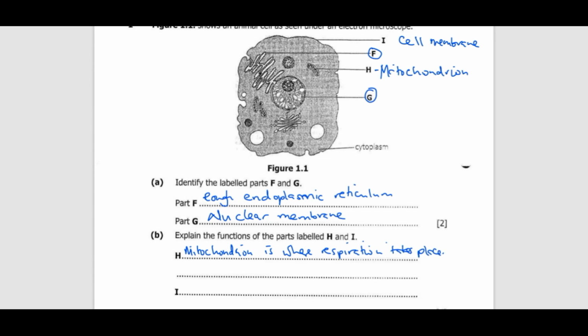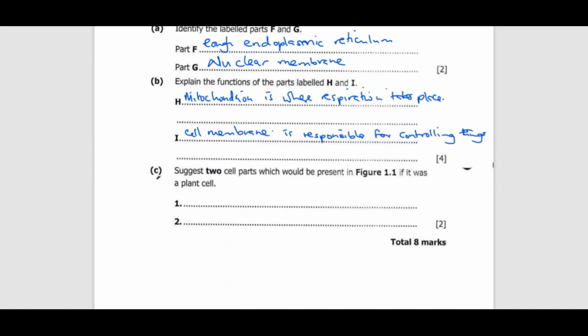And then the second one, the cell membrane, the outermost part of the animal cell, is responsible for controlling things that enter and leave the cell. So it was carrying 4 marks.